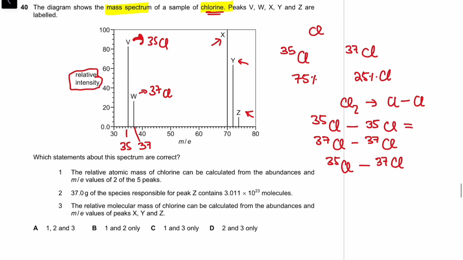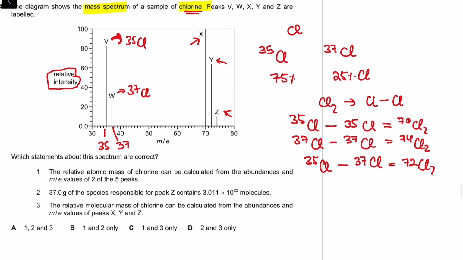So this will give you 70 Cl2, this will give you 74 Cl2, and this will give you 72 Cl2. So X, Y, Z represent these relative intensities. This would be our Z. Because Z is at 74, our Y is at 72. This would be our Y, and this would be our X.